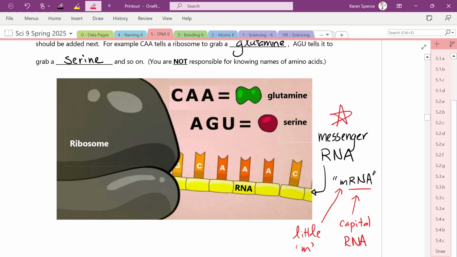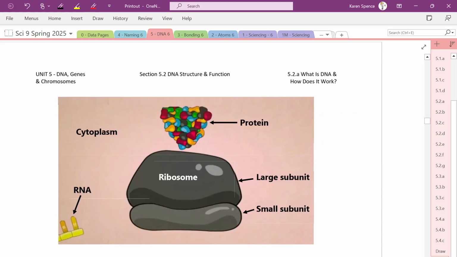Can you think of why it might be called messenger RNA? Because it takes the message from the nucleus to the cytoplasm. Yeah. So it's bringing that message out.